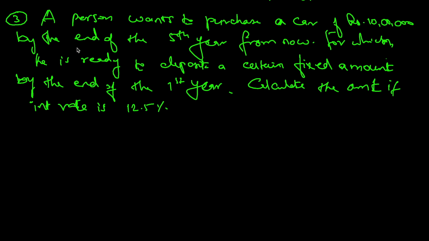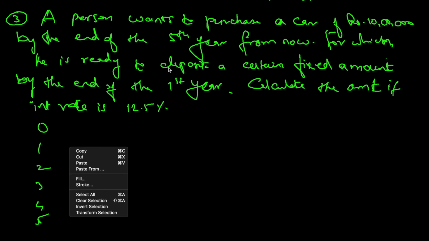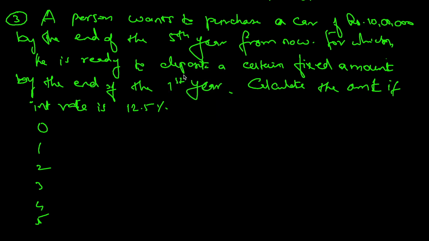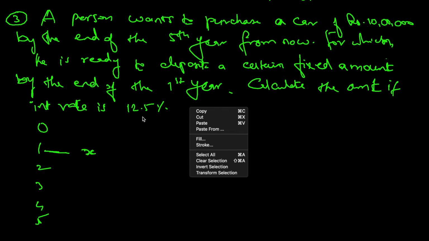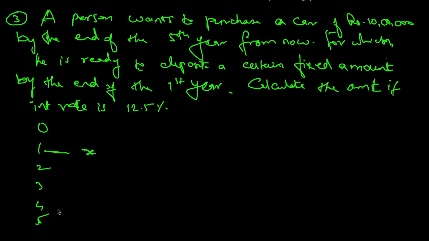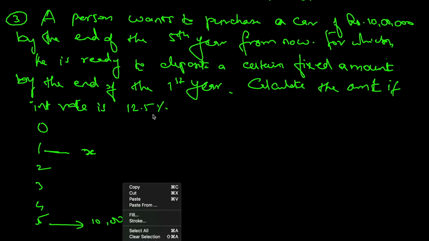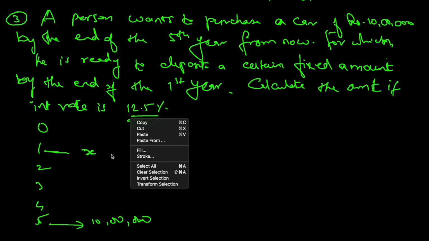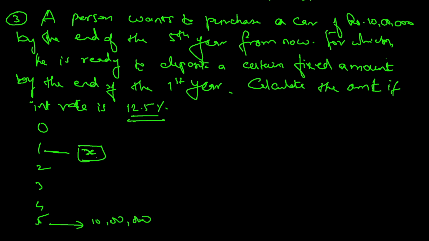12.5%. Okay, so a person wants to purchase a car of 10 lakhs by the end of the fifth year. So 0, 1, 2, 3, 4, 5. He is ready to deposit a certain fixed amount by the end of the first year. So here he is going to pay a certain amount, let's say X. Calculate the amount if the interest rate is 12.5%. So this X amount is growing, and at the end of the fifth year, it becomes 10 lakhs, growing every year at the rate of 12.5%. So what is the value of this X?